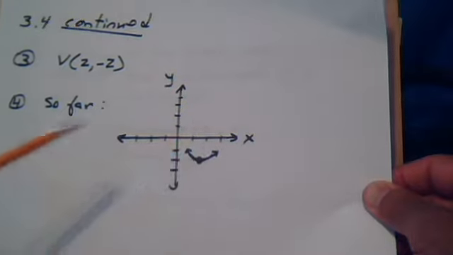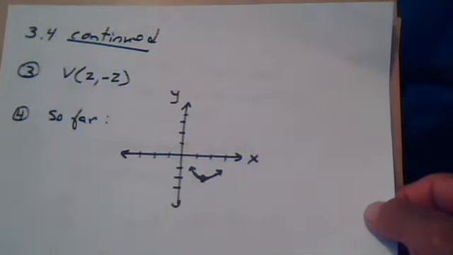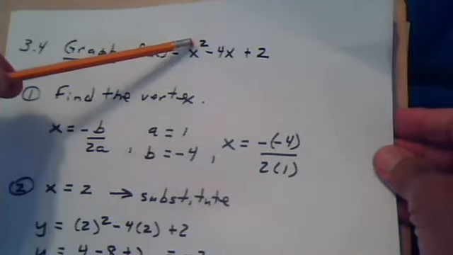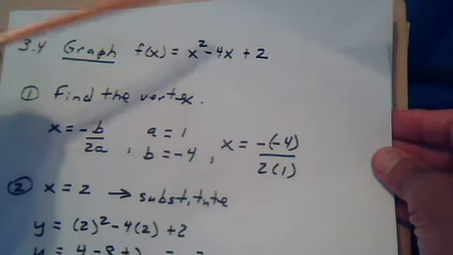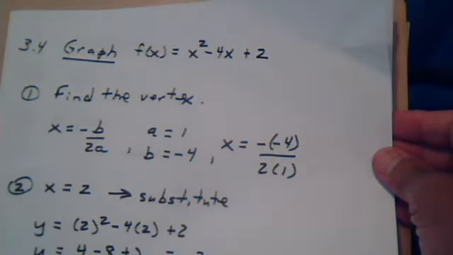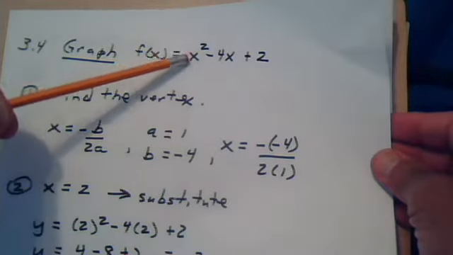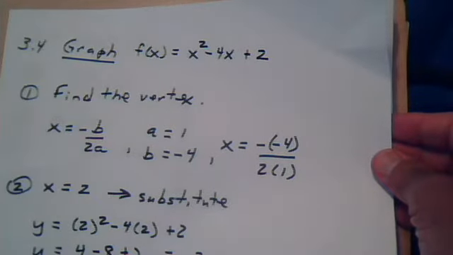And it's opening up, and that's because the a was positive. When the a, the number in front of x to the second, is positive, the parabola opens up. If it would have been a negative number here in front of the square term, the parabola would have opened downward.